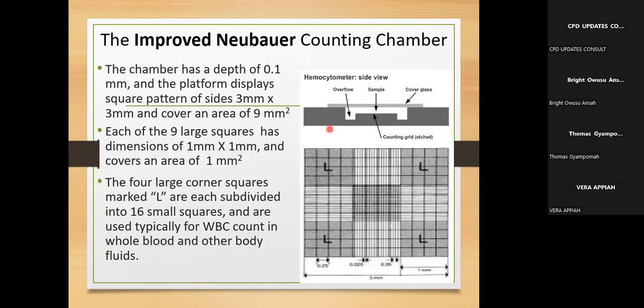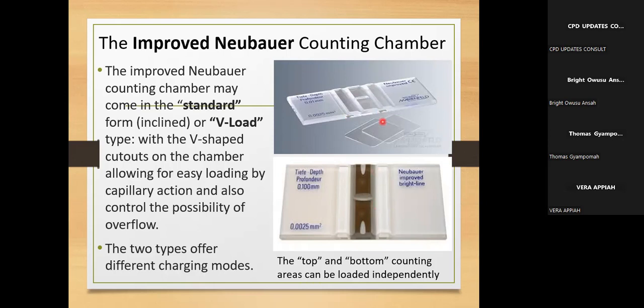Good. So, once you put on the cover slip, I think I didn't explain this one enough. When you put on the cover slip, the space here is supposed to be the 0.1. Okay.